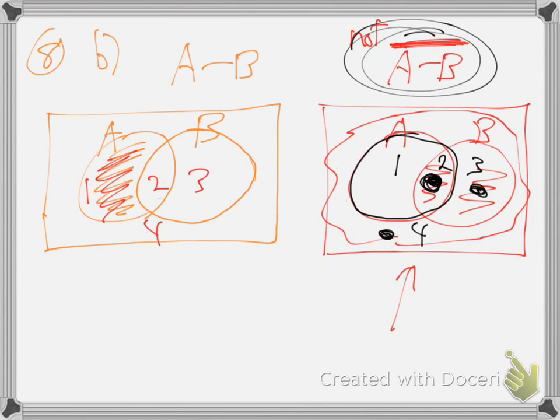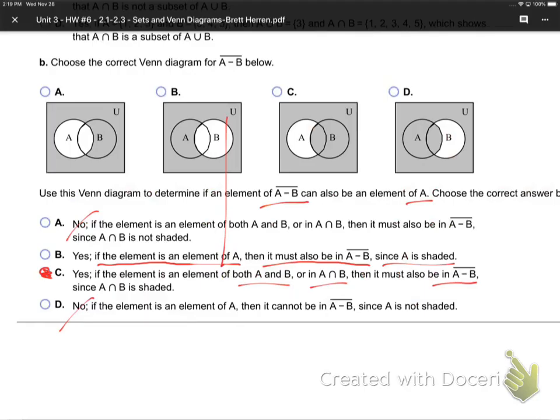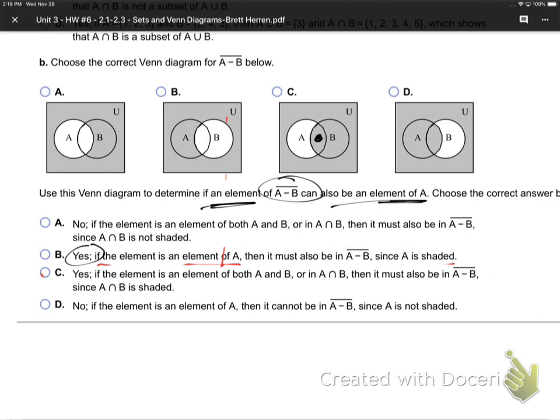So that's the reason. Let's go see which one. Now that we have it right, and I'm not covering up the shading, let's see, because it's shaded right there. So if it's in A minus B bar, can it also be in A? Yeah, because it can be right there in the middle section, and you're in A minus B bar, and you're also in A. Let's see. So yes is the answer. If it's in A, then it's also, that's not true. Yes, if it's in both A and B, if it's in the overlap, then it must also be in the bar thing, which is true, since that is shaded.